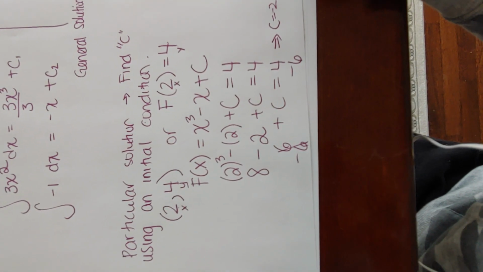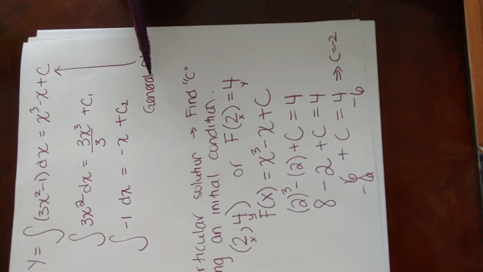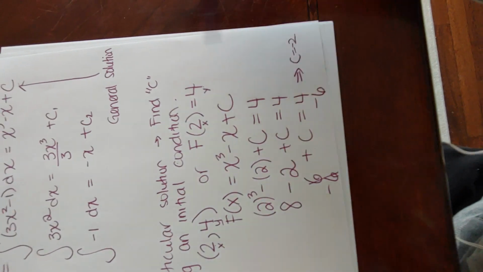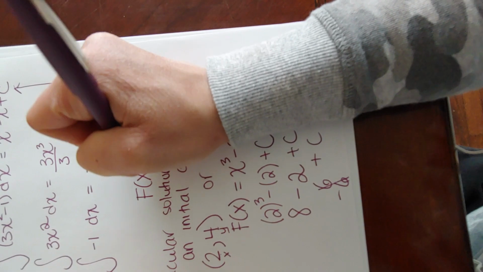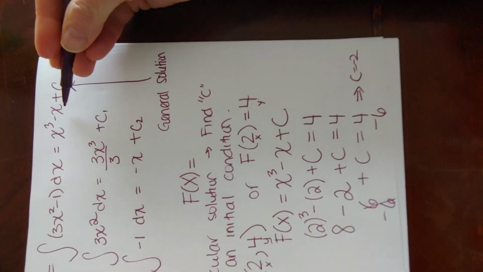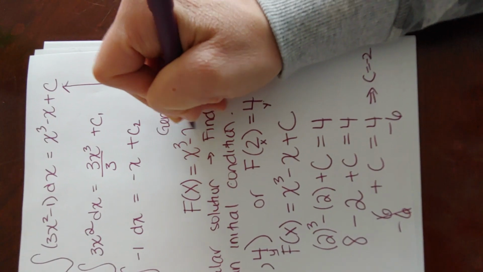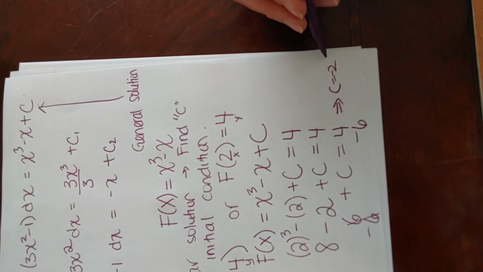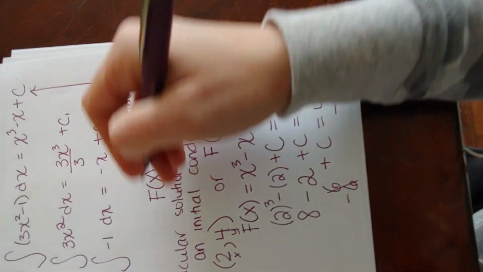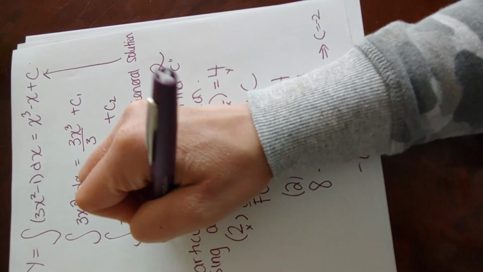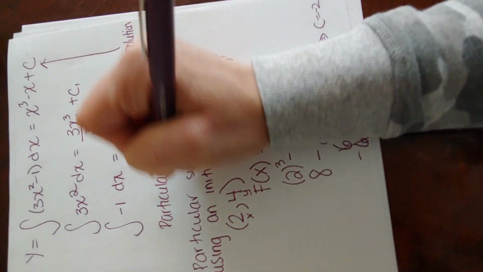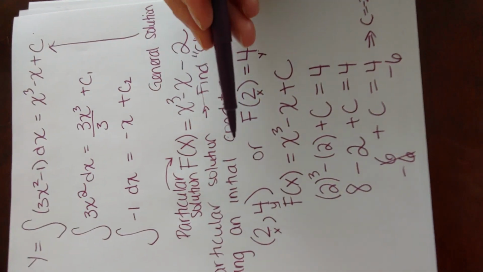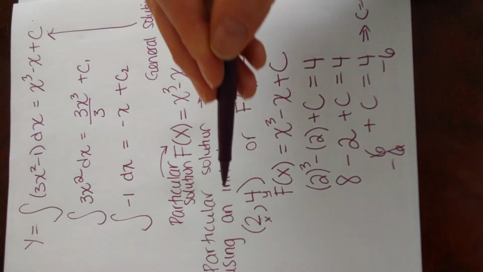So now I'm able to write my particular solution. So this was my general solution for f of x. And now my particular solution, I'll write it up here, f of x is equal to, I'm going to write the exact same thing I see here, x to the third minus x. But now instead of writing plus c, I'm going to put minus 2. And now this is my particular solution for these given sets of initial conditions.